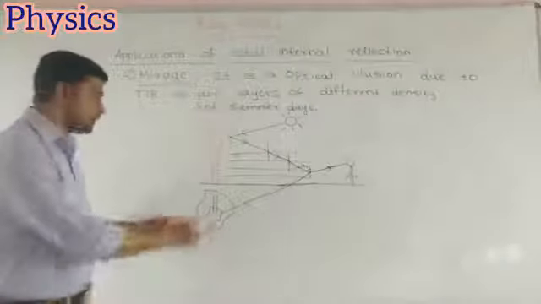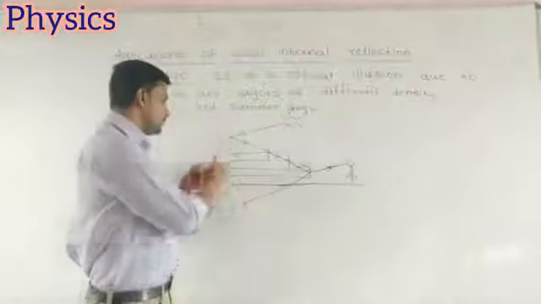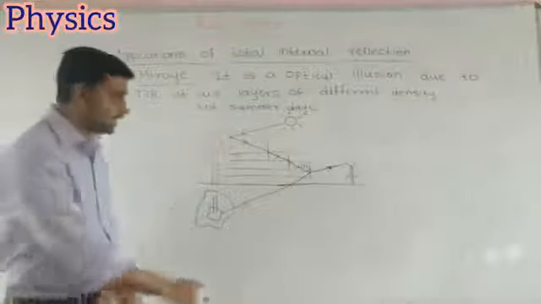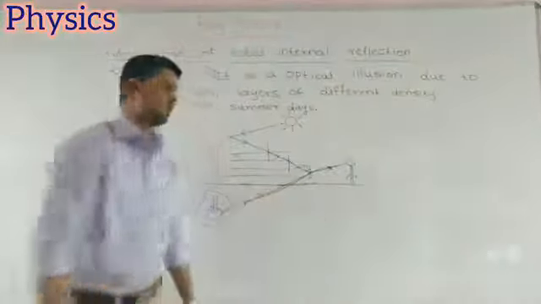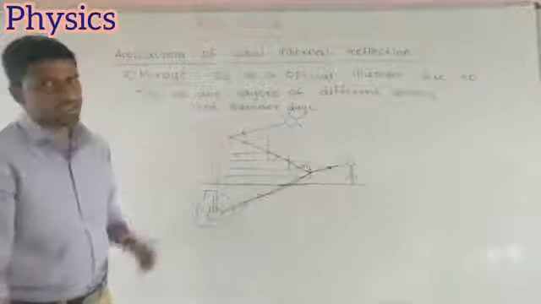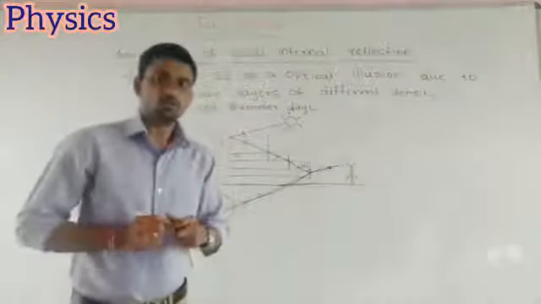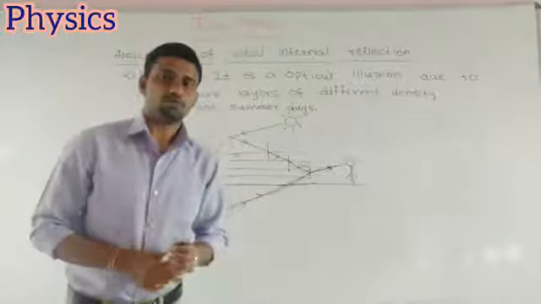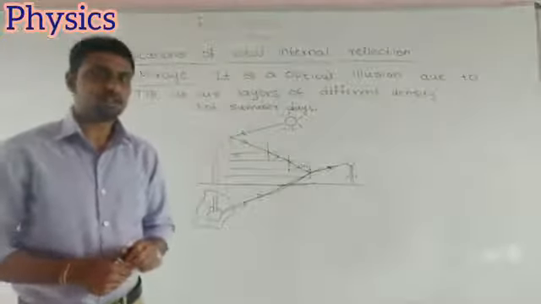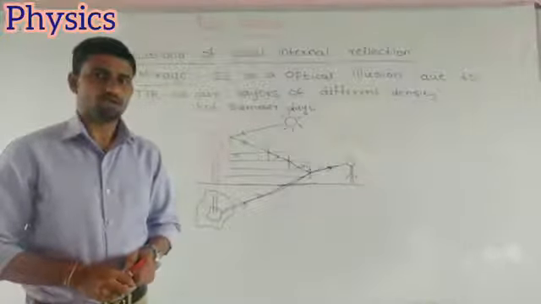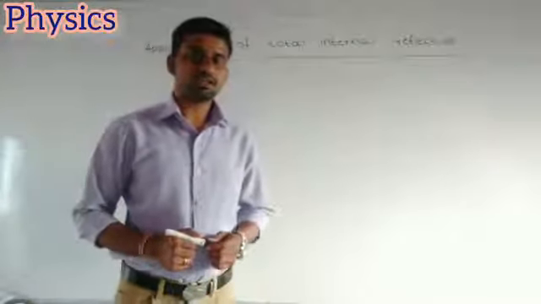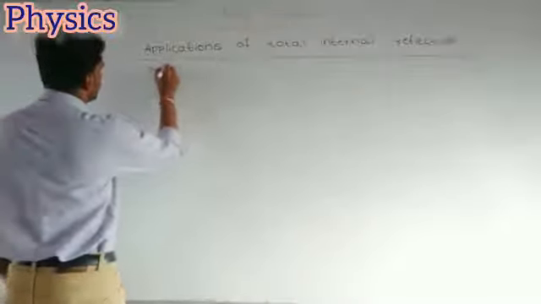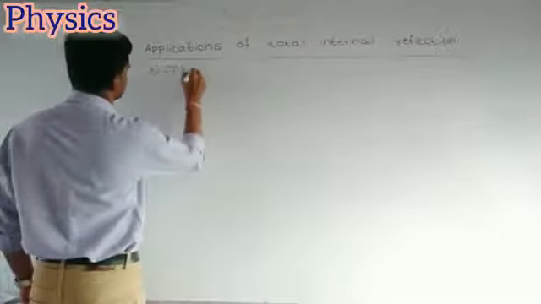Okay, and he will observe the inverted image of this object, and this optical illusion is called a mirage. Especially we observe this on hot summer days. That is another application of total internal reflection. The third application of total internal reflection is the optical fiber.